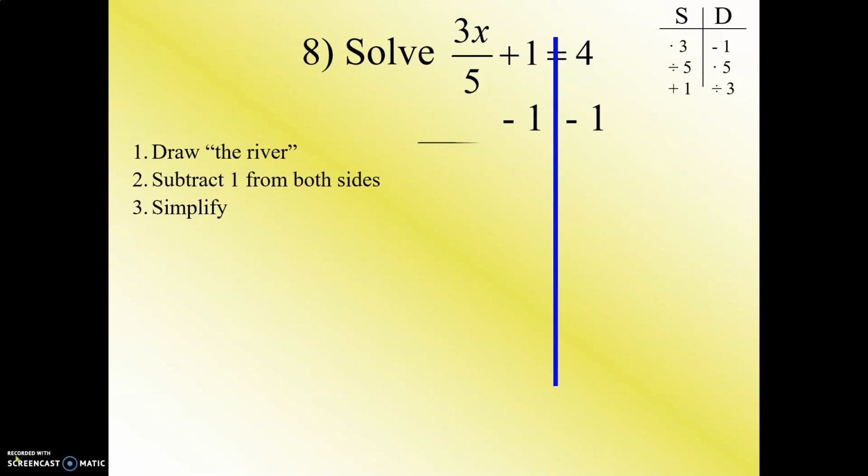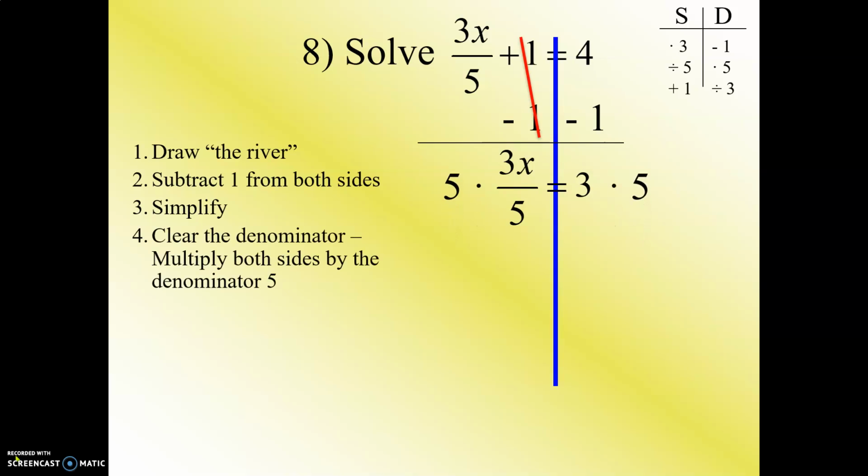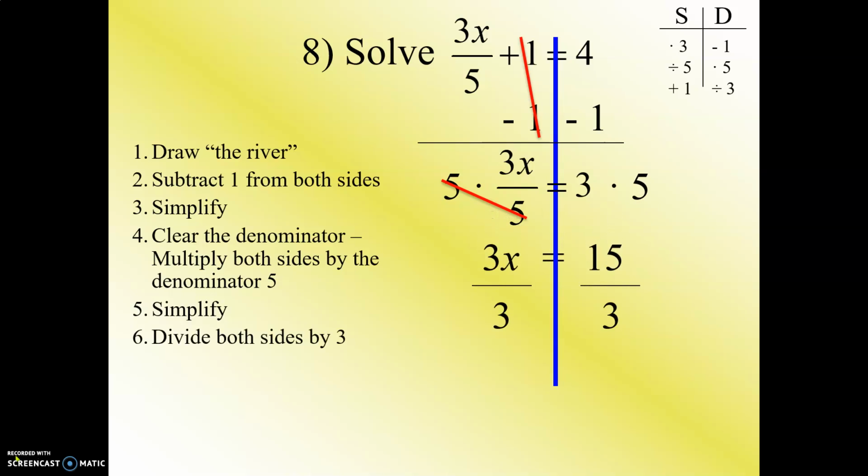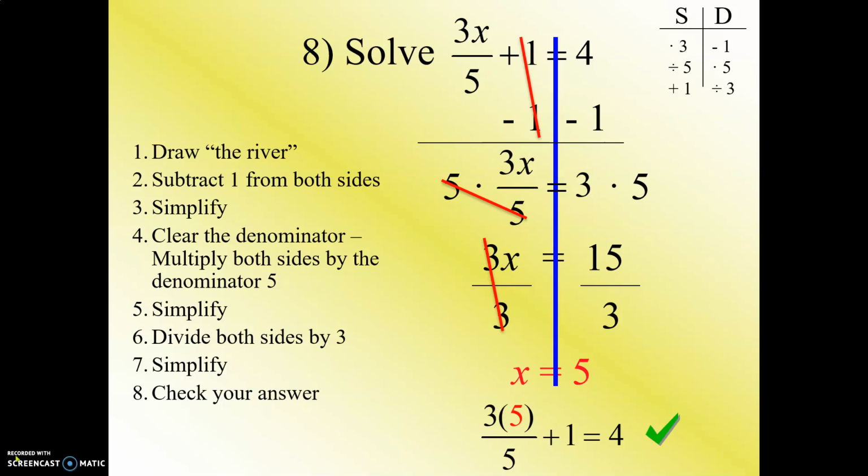Subtract the 1 from both sides. Clear the denominator. Multiply by 5. Divide both parts by 3. X is equal to 5. And we can go back and check. 3 times 5 is 15. 15 divided by 5 is 3. 3 plus 1 is 4.